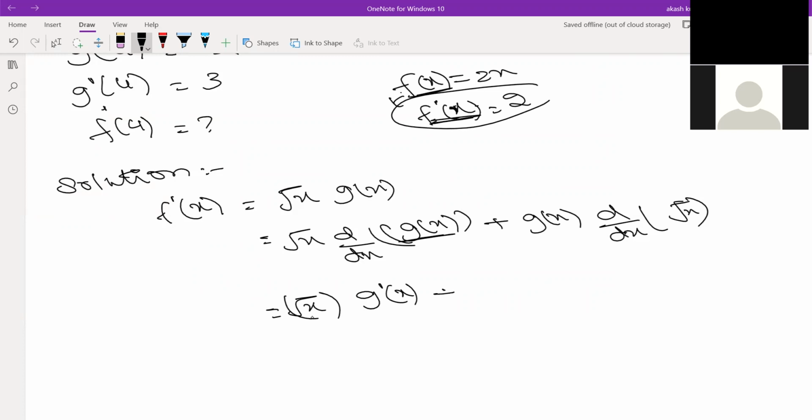Now there's a plus sign in between. The g of x will be as it is. And then the derivative of square root of x. It will be power first. And then 1 over 2x. And then negative 1 over 2. Okay, negative 1 over 2.